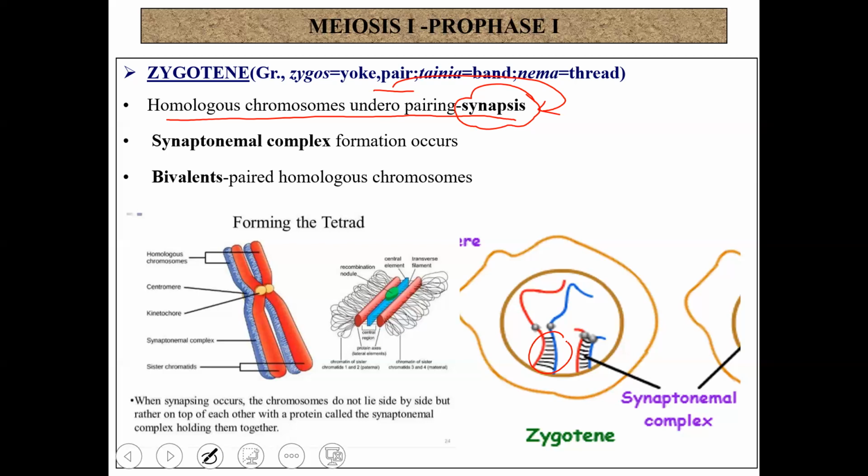Now the paired homologous chromosome condition is called bivalent. Bi means two. The valency refers to the chromosome pair. So these paired homologous chromosomes are called bivalents. You can see how they are held together, the centromere along with the kinetochore, one on top of the other, forming the synaptonemal complex. During the synaptonemal complex formation, they also form a structure which holds them even more tightly, called the recombination nodule.